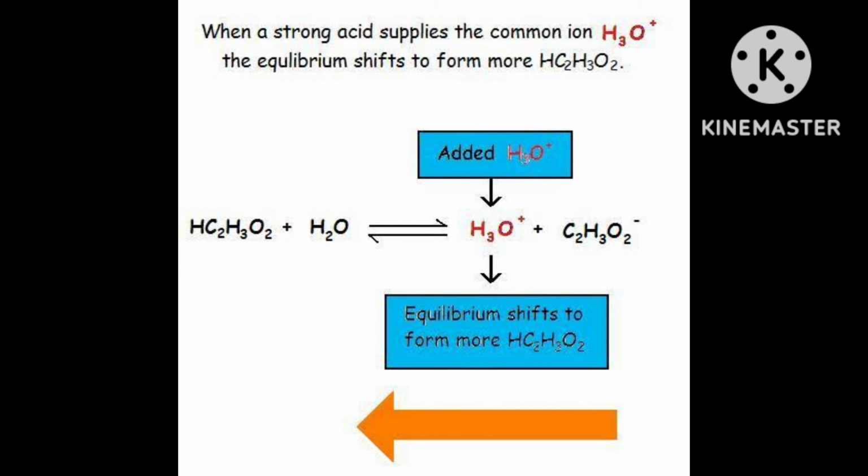Then Ka you will write very easily. Ka means equilibrium constant or ionization constant: H plus into Ac minus divided by HAc, meaning molar concentration of hydrogen ion into molar concentration of acetate ion divided by molar concentration of HAc. Now if you put all the values, hydrogen ion concentration is X, and acetate ion concentration is 0.05 plus X, divided by 0.05 minus X. Correct?